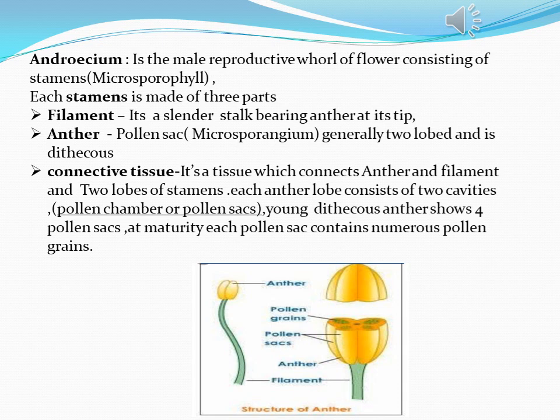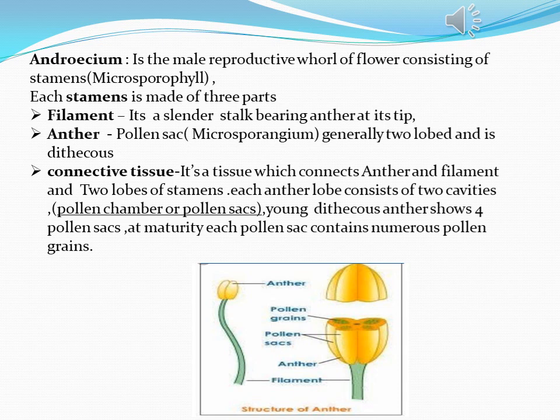Observe in the diagram. There is a small elongated structure. That elongated, slender-like structure we are calling a filament. At its tip, the filament bears a lobed structure that we are calling an anther. We can observe the yellow colored part here; this part we are calling an anther.